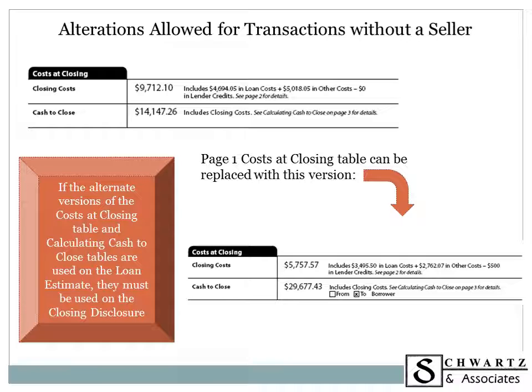Next, we're looking at our cost at closing table. Just like with the loan estimate, it can be replaced with an alternate version for transactions without a seller. And just like on the loan estimate, if you use the alternate tables on the loan estimate, you must also use them on the closing disclosure. So we had the cost at closing table as well as our calculating cash to close table that we're going to look at on the next slide. If they were used on the loan estimate, then they are required to be used on the closing disclosure.